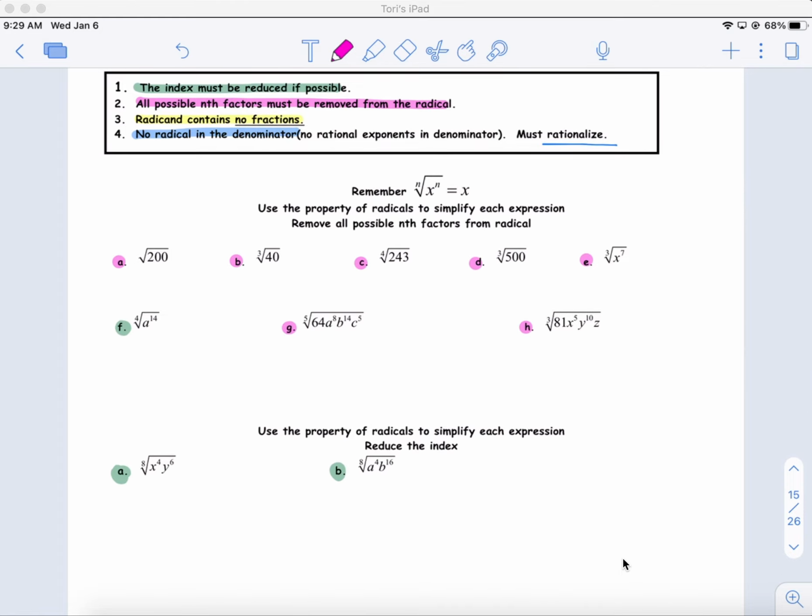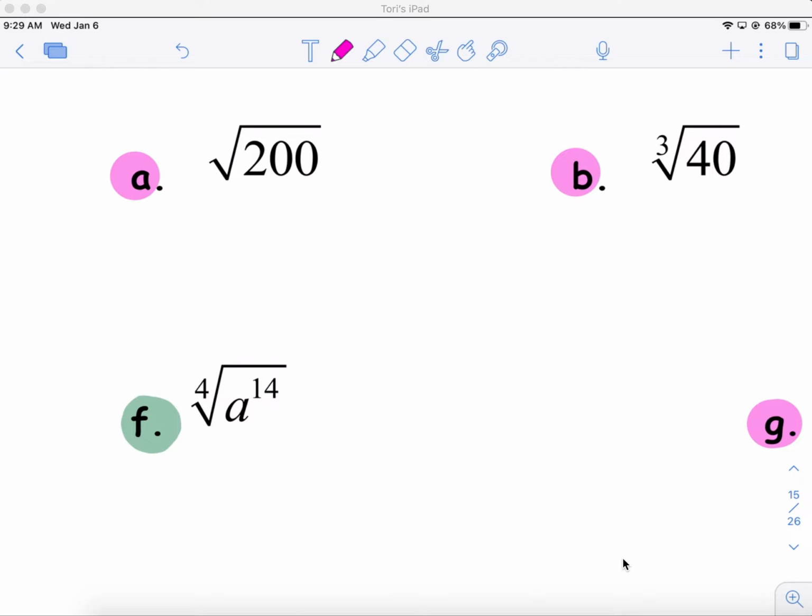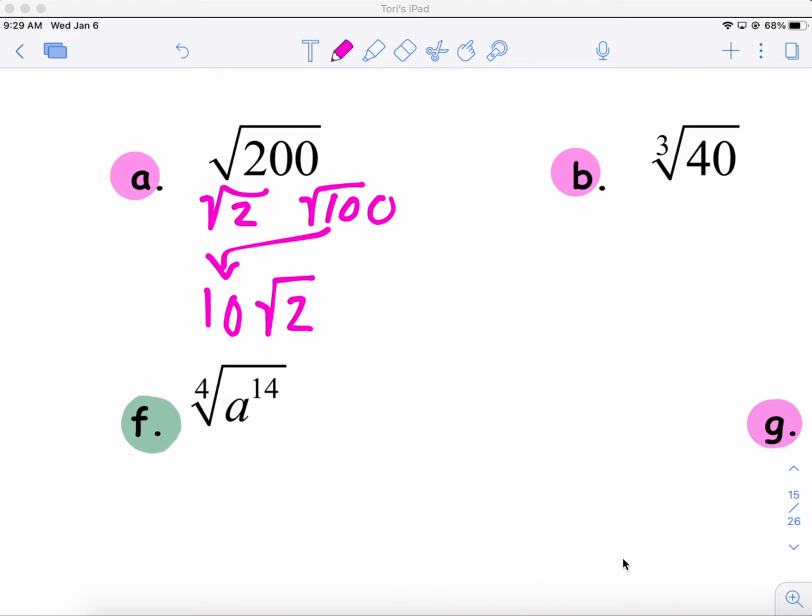Okay, so let's start with 200. I'm having a square root, so I'm saying, are there any perfect squares inside of 200? Yes. There's a 100 and there's a 2. We know the square root of 100 is 10. We do not know what the square root of 2 is, so that would be our final answer.